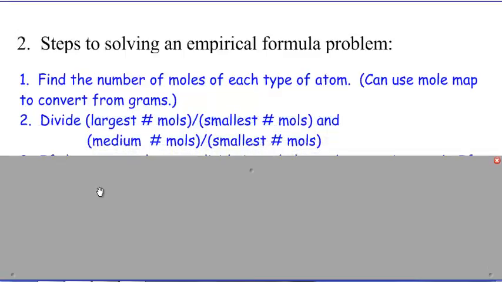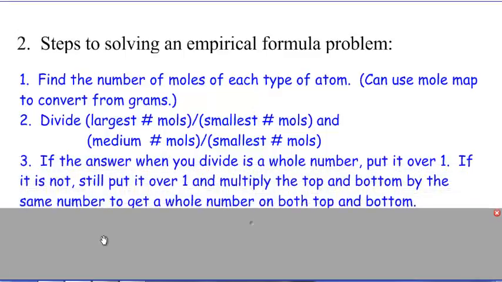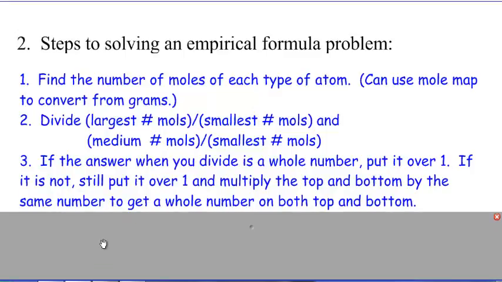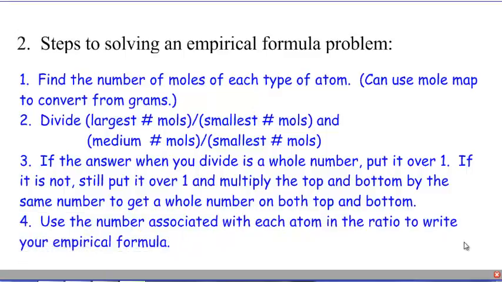Then you must divide each number of moles over the smallest one. If there's only 2, you just divide the largest by the smallest. If there's more than 2, you divide each one by the smallest. If the answer when you divide is a whole number, put it over 1. If it is not, still put it over 1 and multiply the top and bottom by the same number to get a whole number on both top and bottom. Finally, step 4. Use the number associated with each atom in the ratio to write your empirical formula.